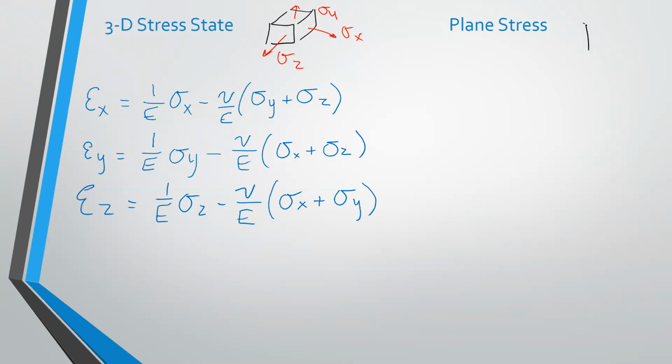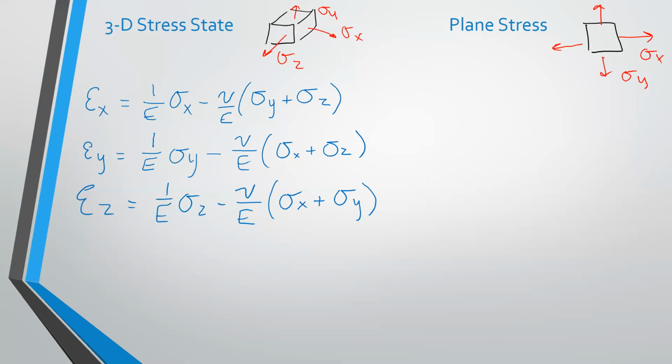And if we have plane stress, which means, for example, we only have 2 non-zero stress components, for example, it could be sigma X and sigma Y. These same 3 equations apply. These are general equations. In fact, this is called generalized Hooke's law.